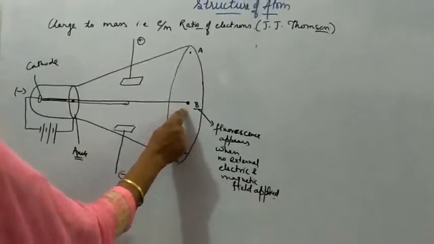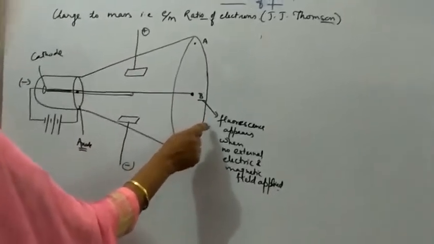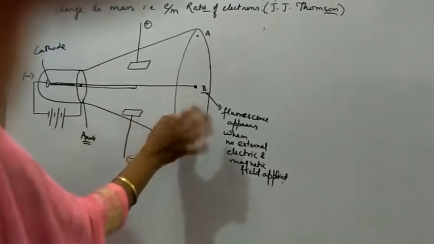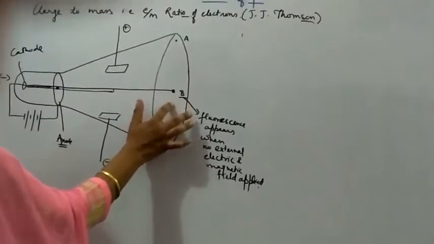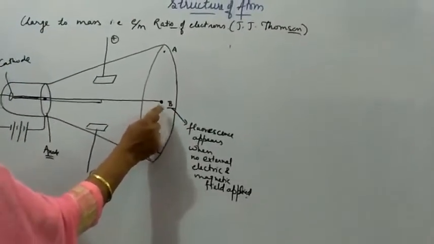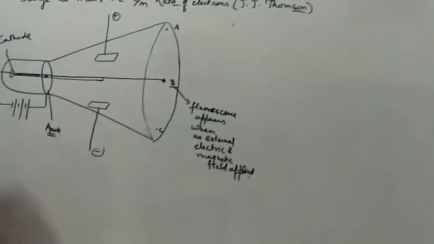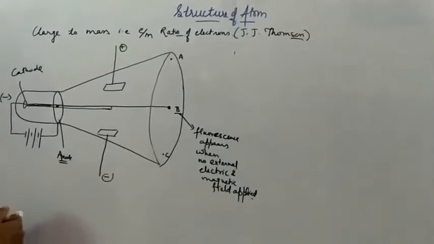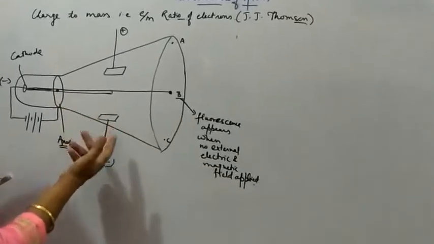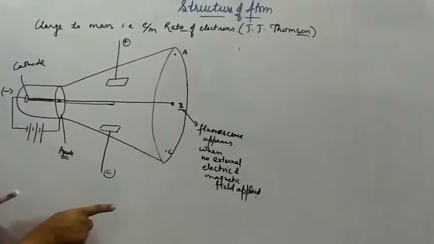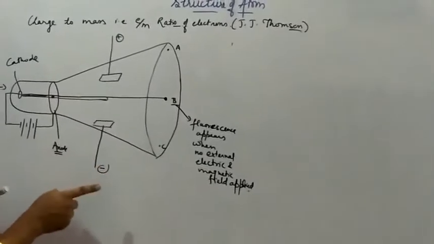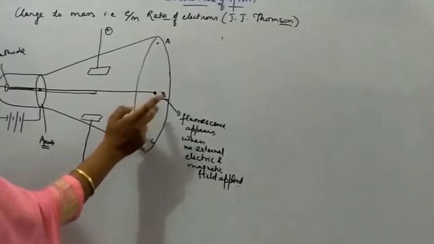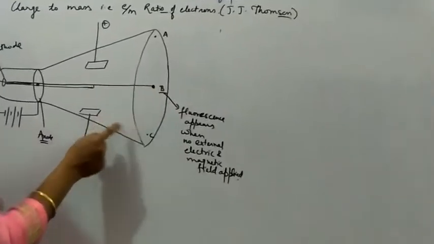Now generally it is a greenish colored glow when there is fluorescence with zinc sulfide. So here we are simply saying that a glow will be there, a bright ray or spotting will be observed here. Now, to determine the charge to mass ratio, J.J. Thomson applied first the electric field, then the magnetic field the second time, and the third time he applied both together. This first point B was observed when there was no external electric field and magnetic field.